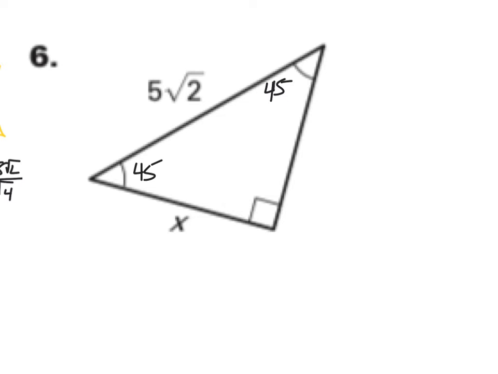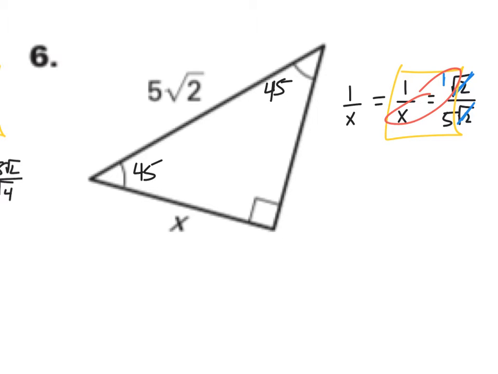So I have 1, 1, square root of 2, and this is going to be x, x, and then 5 square root of 2. Always, always, always reduce your fractions. And so I now have 1 over x equals 1 over 5, and I cross multiply. So x equals 1 times 5 is 5.